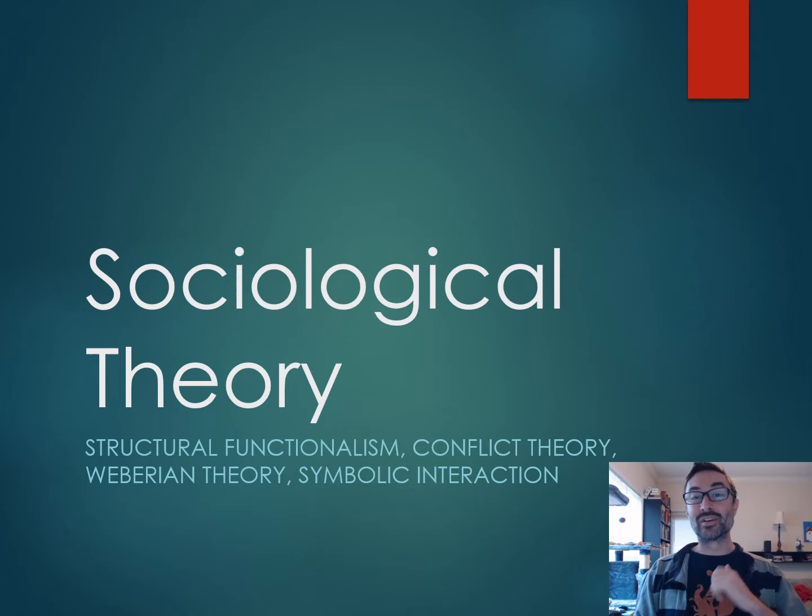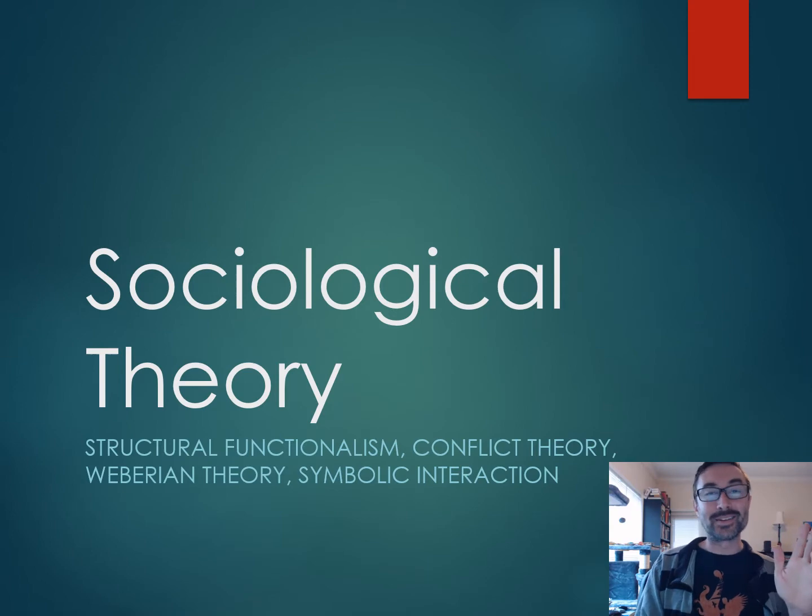I am going to cover three main theoretical perspectives in sociology: structural functionalism, conflict theory, and symbolic interaction, along with important classical scholars in their development. You'll see on the slide that it also says Weberian theory. This took me a long time to do, and so I cut that out of this, but you can read in the textbook about Weberian theory.